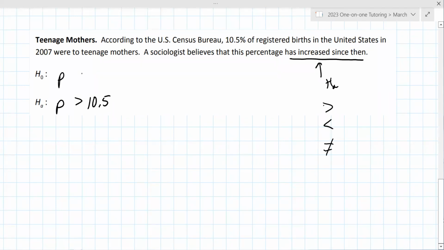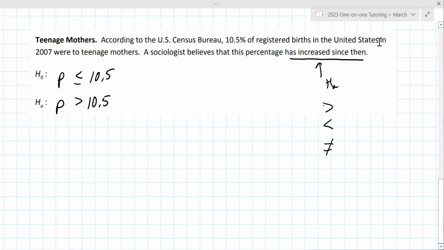What would H0 be in this case? It would be less than or equal to. Yes. Okay.